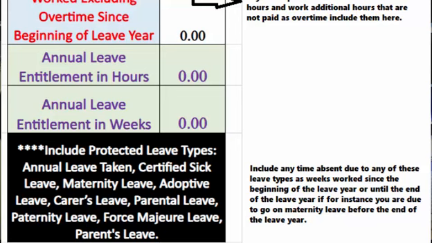Annual leave and other types of protected leave. Annual leave is not affected by other types of statutory leave. That means leave provided for by law, also known as protected leave. So, when calculating your holiday entitlement, your employer should include all the hours you worked, including time spent on annual leave, certified sick leave, maternity leave, parental leave, paternity leave, parents' leave, force majeure leave, adoptive leave, or the first 13 weeks of carers' leave.